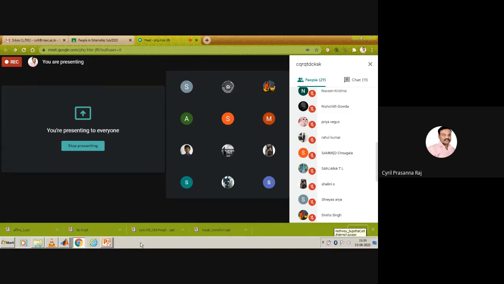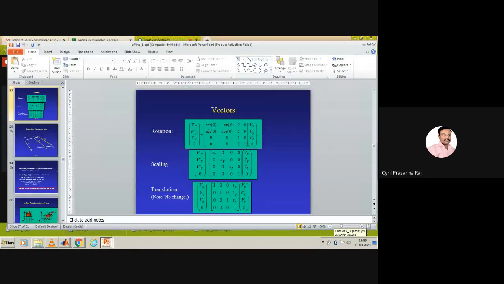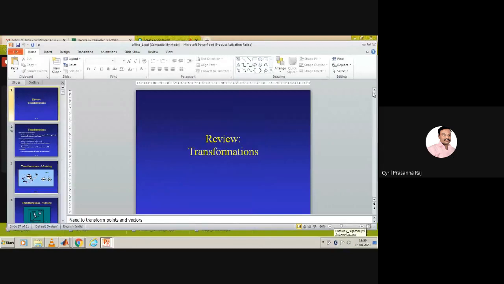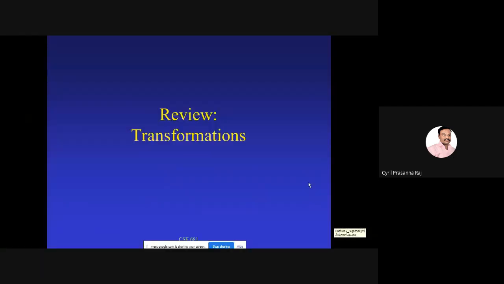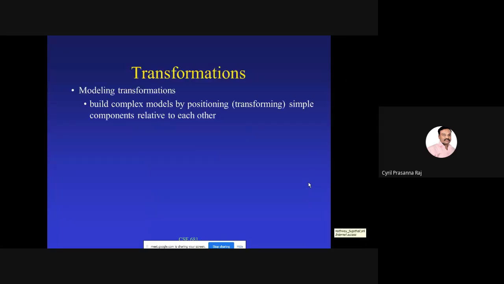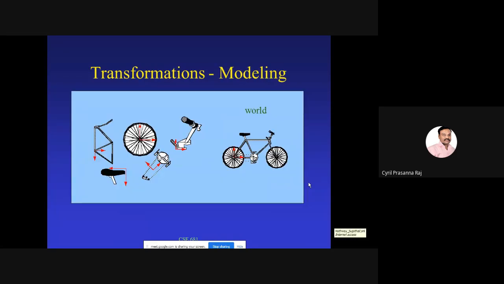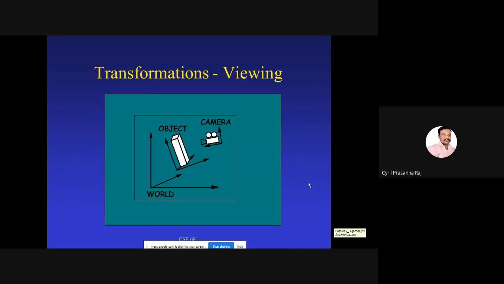Now we will go to another simple concept here. This concept is called transformation. So we'll see what this transformation is all about. Now you should understand, very important thing.